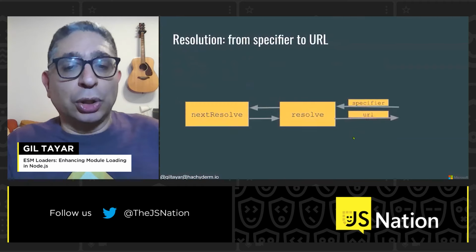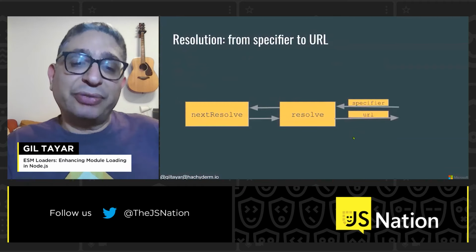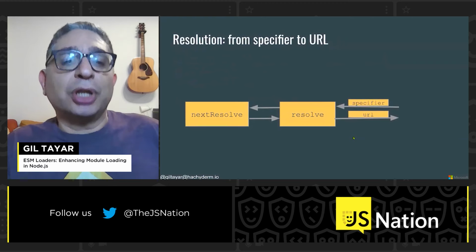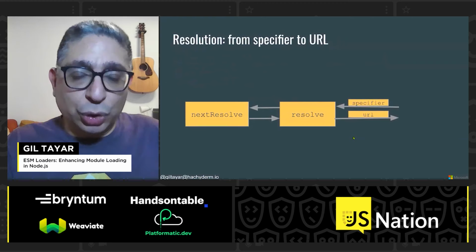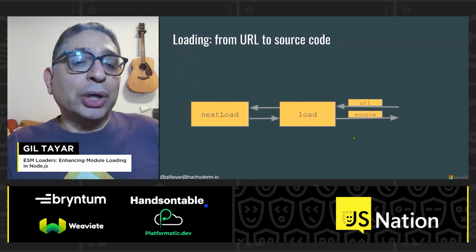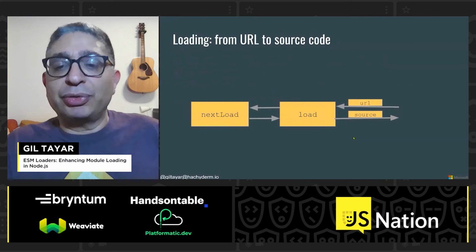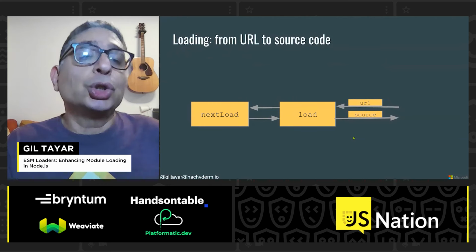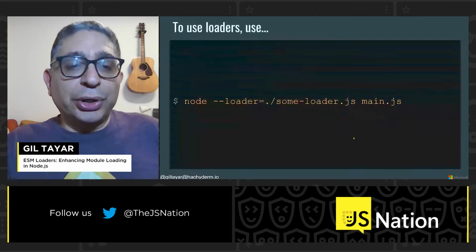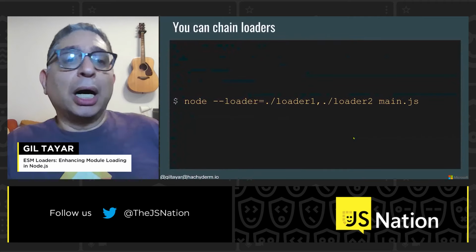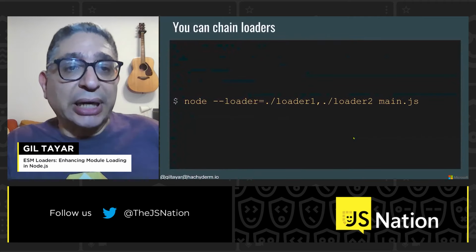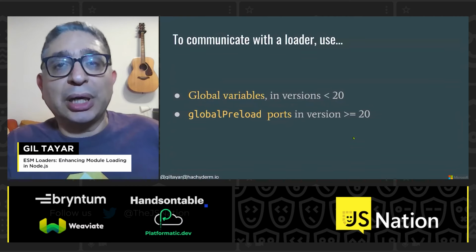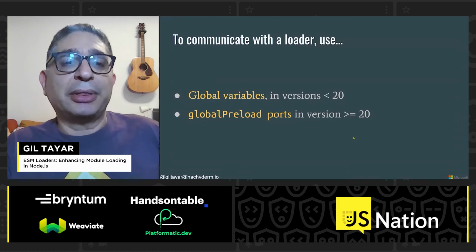One deals with the resolution, which takes a specifier and resolves it to a URL. It can use the next resolve in the chain if it doesn't know what to do with something. And loading takes the resolved URL and returns the source code. And if it wants, it can use the next load to load it. To use a loader, use --loader. You can chain them, which is great. And to communicate, well, that's something we passed. You can communicate with the loader using various methods.